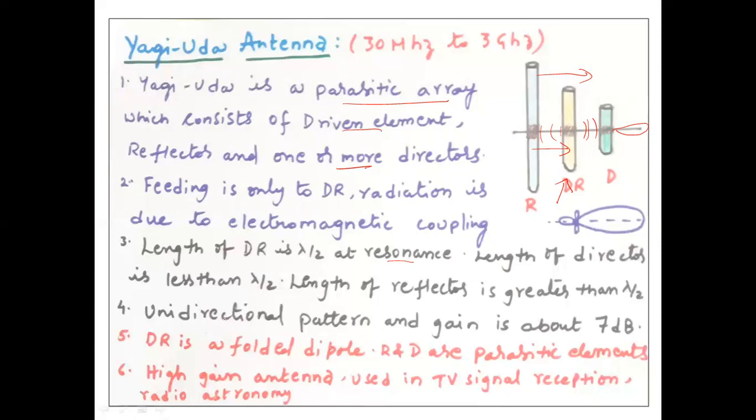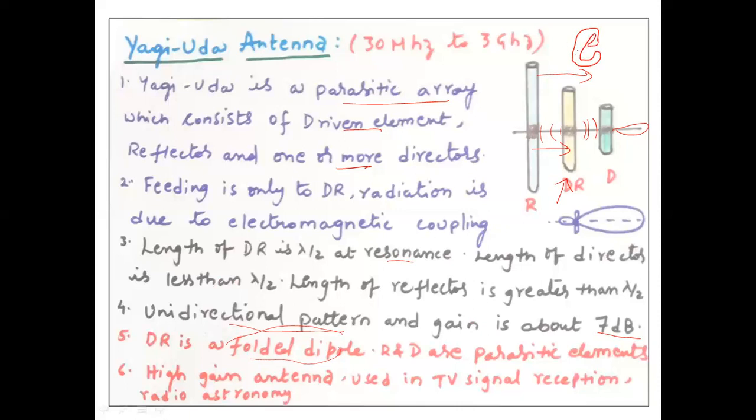Next, it is capable of providing a unidirectional pattern. And gain will be maximum up to 7 dB. See, there was a thing that regarding Yagi-Uda antennas, it is also called the highest gain antenna. This point we have to keep in mind. And next, the driven element will mostly be a folded dipole antenna. Actually, in the practical outside world, you can see these types of antennas.